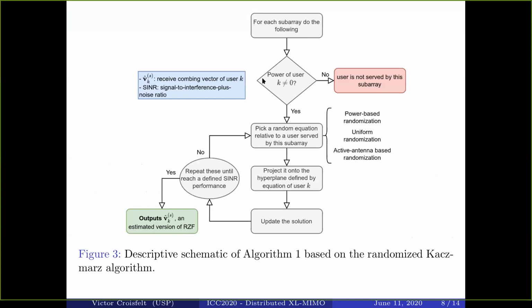Here is a diagram that represents the main steps of the receive combining scheme based on the randomized Kaczmarz algorithm. For each subarray, we go through all the antennas that have relevant power, all the users that have relevant power, and do the core steps related to the Kaczmarz approach, which are these ones here. After reaching a desired SINR performance level, the algorithm outputs the receive combining vectors of the users served by the subarray, which is again an estimated version of the RZF.